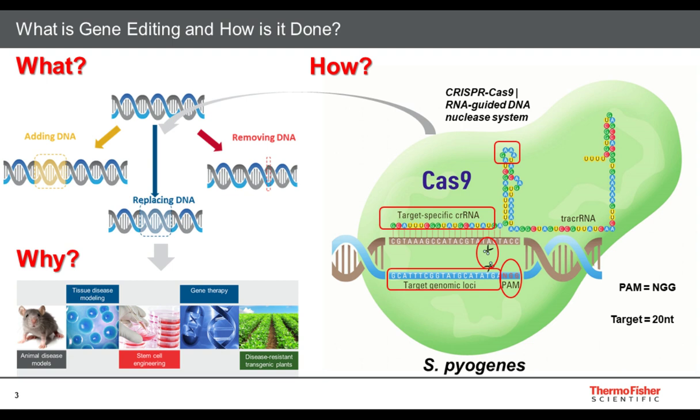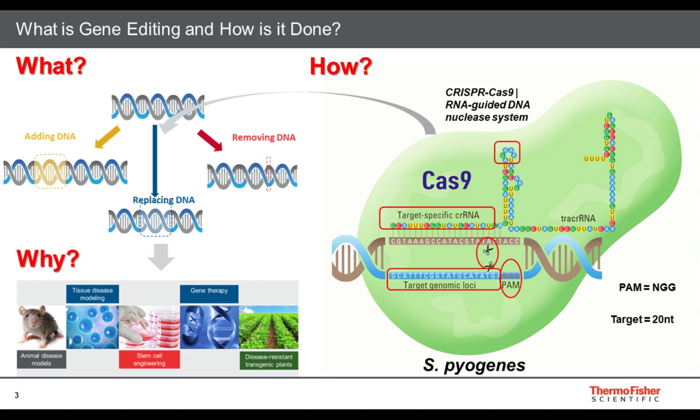And then there's also a tracer RNA, and this combines with the Cas9, and we generally create a fusion, and we collectively refer to this as a guide RNA, which is the target-specific CRISPR RNA with the tracer RNA. These are the two major components that are required to target anywhere on the genome that has a PAM.